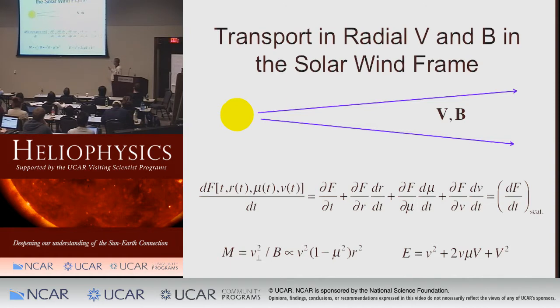scattering. So I'm going to come back to scattering in a second. But if there's no scattering, dF/dt is 0 by Liouville's theorem, and you simply write this by taking the total derivative: dF/dr dr/dt, dF/dμ dμ/dt, dF/dv dv/dt. If you take all those into account, it should be 0 if there's no scattering. Okay, so using now these relationships, and you may want to work through this on your own, but it's quite straightforward. So these are both conserved.